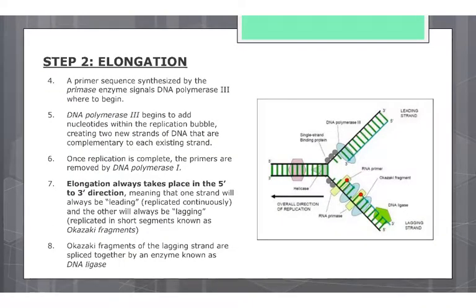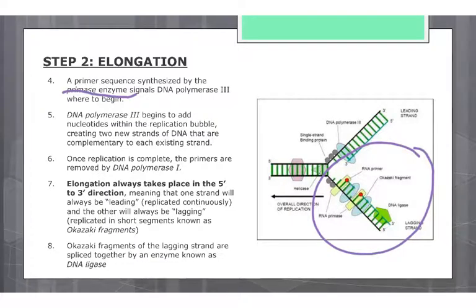Okay, step 2, elongation. A primer sequence synthesized by the primase enzyme signals DNA polymerase III where to begin. So I know that's a lot of information, but I think our focus here needs to be that primase enzyme is going to be the starting point. DNA polymerase III begins to add nucleotides within the replication bubble, creating 2 new strands of DNA that are complementary to each other. So have over here, look at the picture, okay? And it's important that we do look at that animation video from the Amoeba Sisters because it goes through this in quite a bit of detail and it will help.